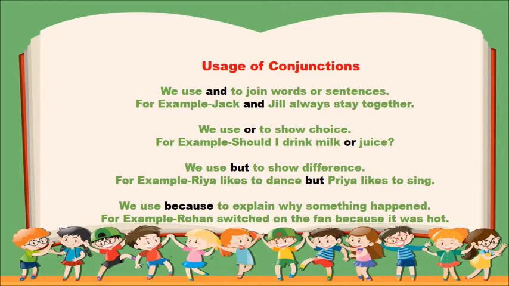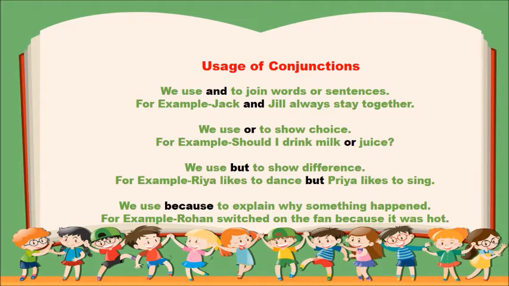Next is but. We use but to show difference. For example, Ria likes to dance, but Priya likes to sing. So, when you are showing a difference in the sentence between two people, that particular word but works as a conjunction.